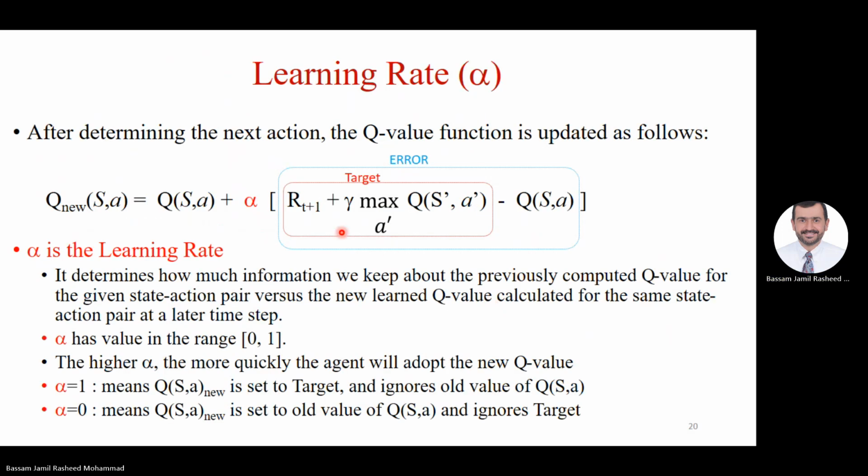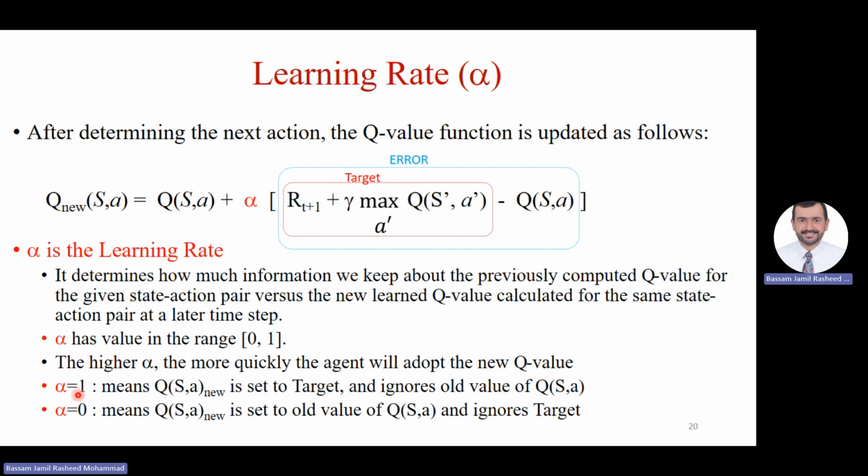Okay, how about the learning rate? We talked about it more in the past. So after determining the next action, the Q value function is updated as follows, as we talked about earlier. This alpha is the learning rate. Okay, alpha is the learning rate.